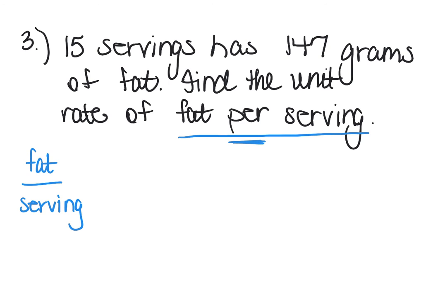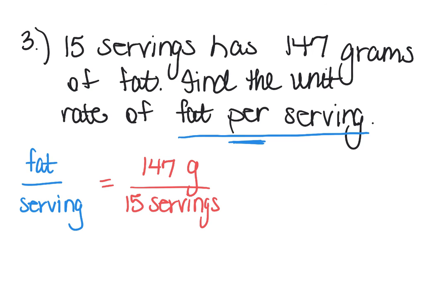So how many grams of fat was there? There was 147, and I'm going to put G for grams. And there were 15 servings. So that is my rate. That is not a unit rate, but just a regular rate. I'm going to divide this by what? Always by what's on the bottom. Very good.